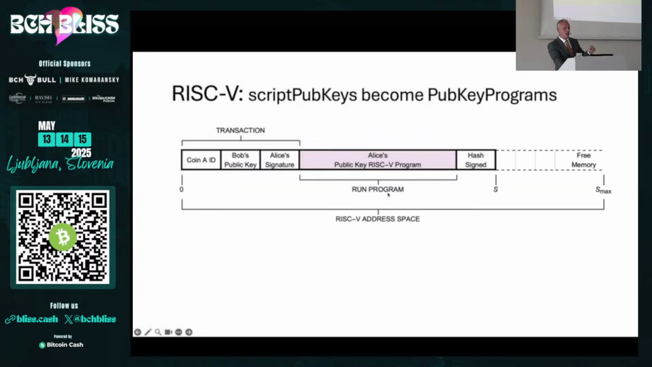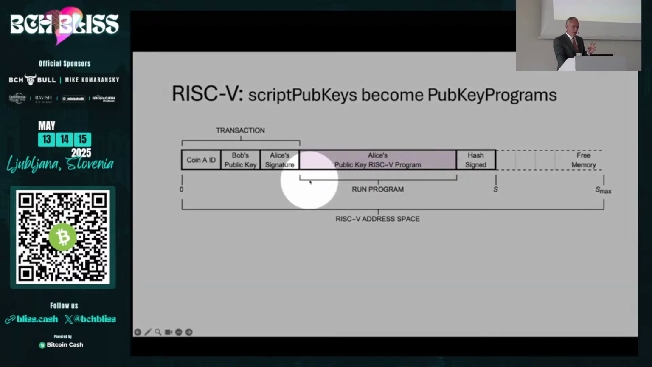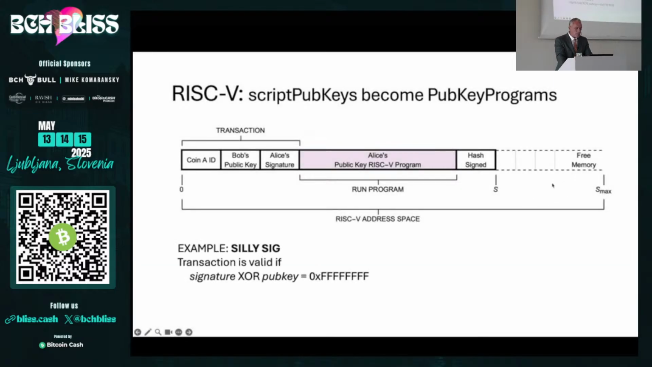So the critical observation to make, the critical insight, is that the entire transaction and all this appended data can become the RISC-V machine's address space. So this is address 0 out to address maybe 1 megabyte or so. So the RISC-V machine can just start running its program and operating on every byte of data in this address space. So that seems very abstract, so we're going to make that really concrete with an example.